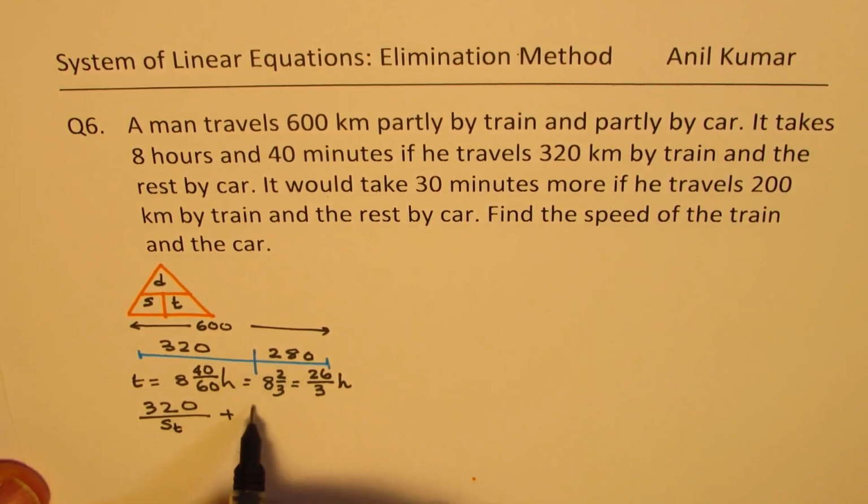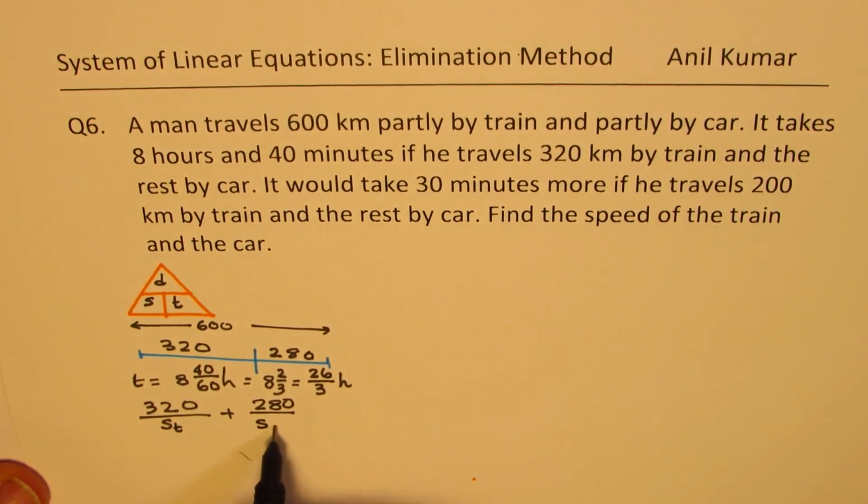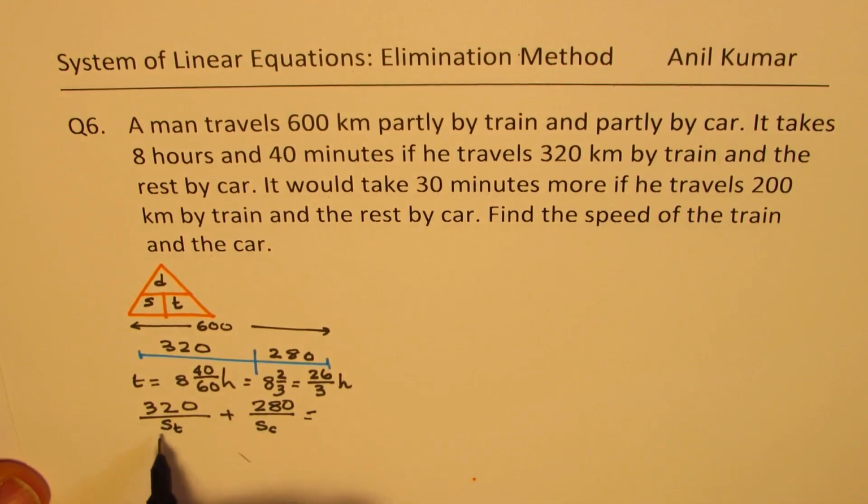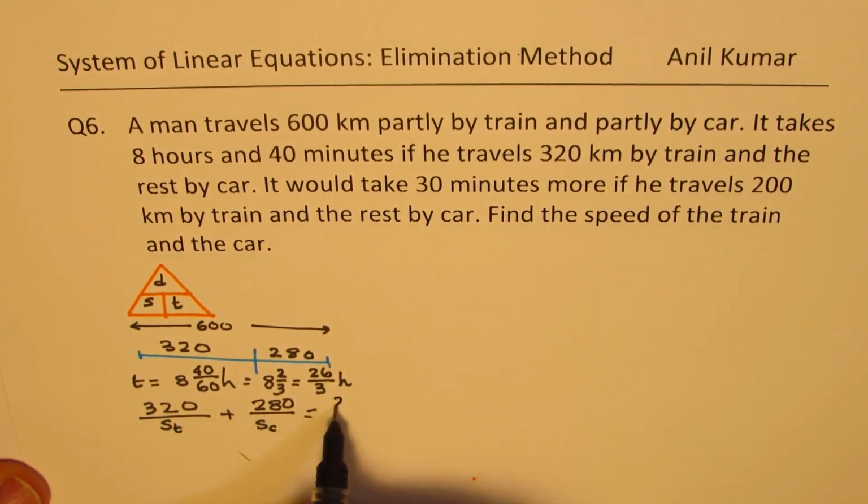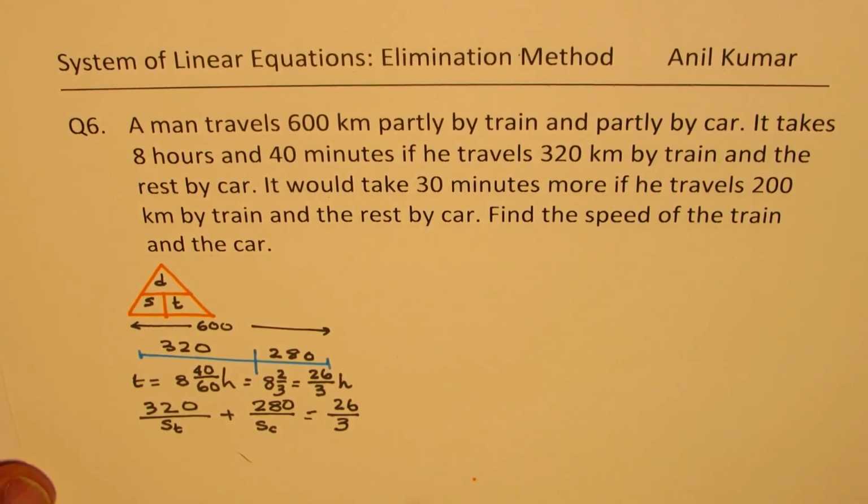Plus distance of 280 by car, right? So that is divided by the speed of car. And total time, this is the time for each, right? So total time is 26/3. Is that clear? So that is how you can actually form your equation.